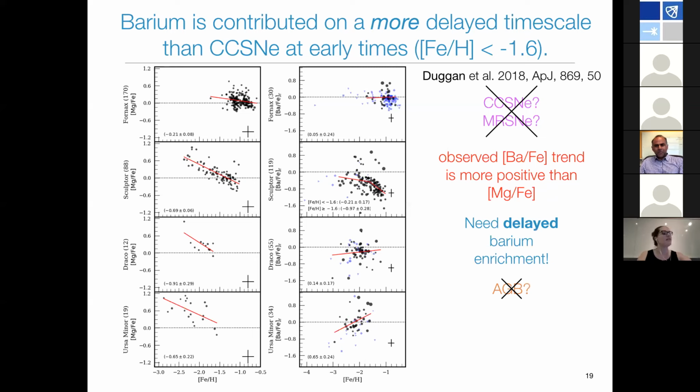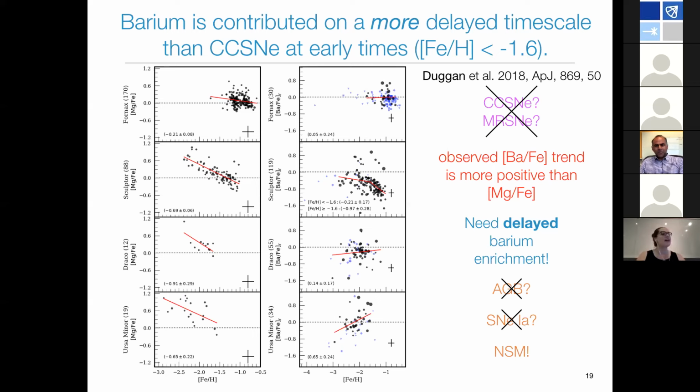And so we know it's not AGB stars, because remember, we're plotting just the r-process component. So we've already subtracted out the contribution from AGB stars. It's not type Ia supernovae, even though the delay time would make sense, because they don't produce the r-process. And so we consider neutron star mergers the most viable candidate.